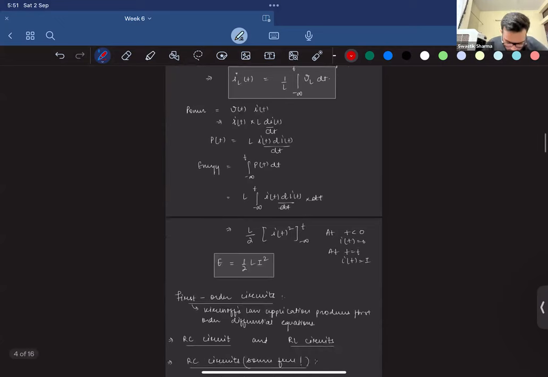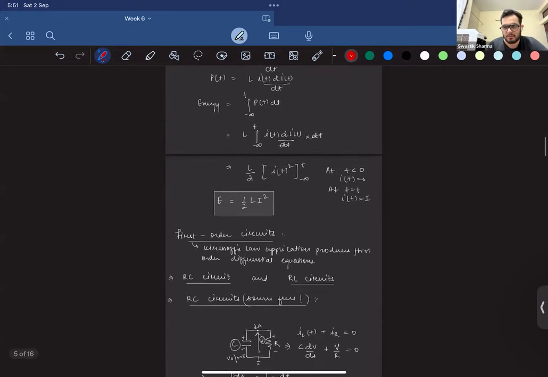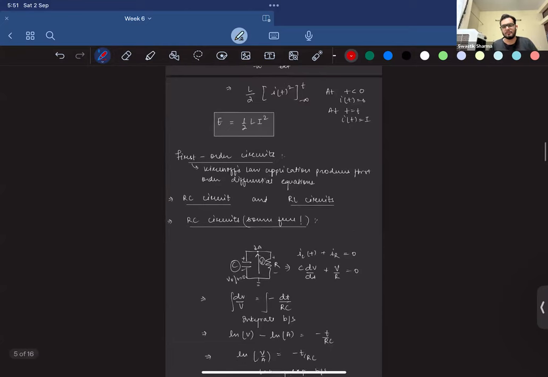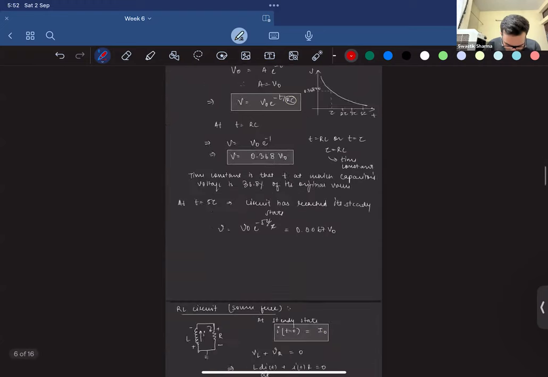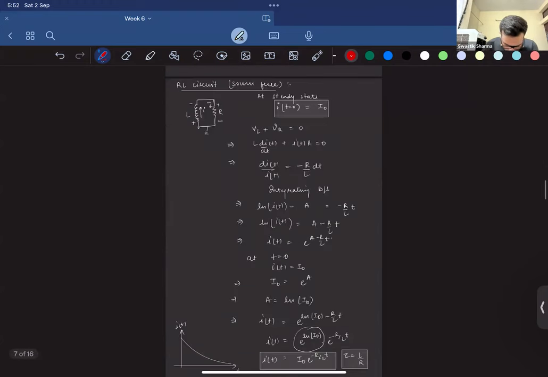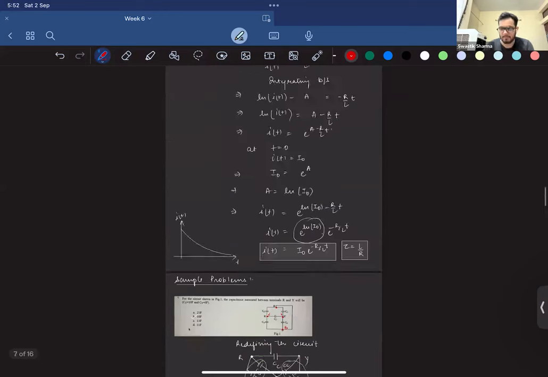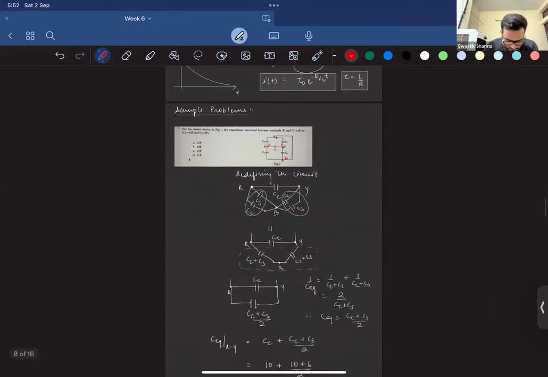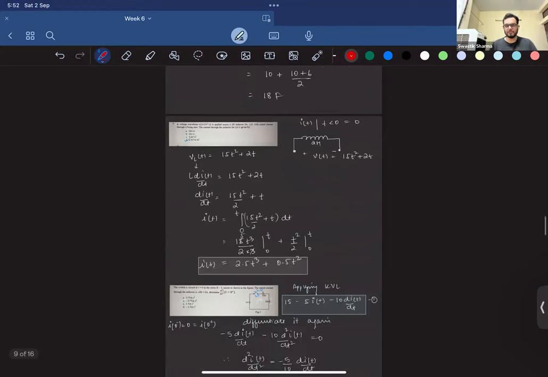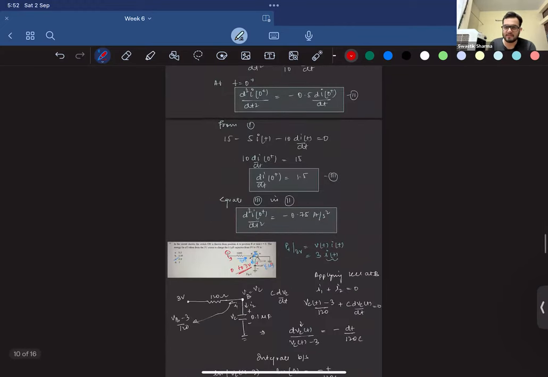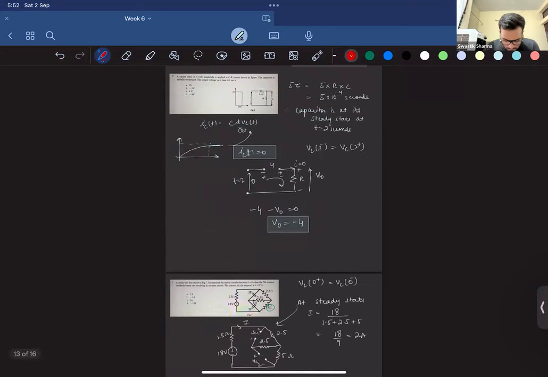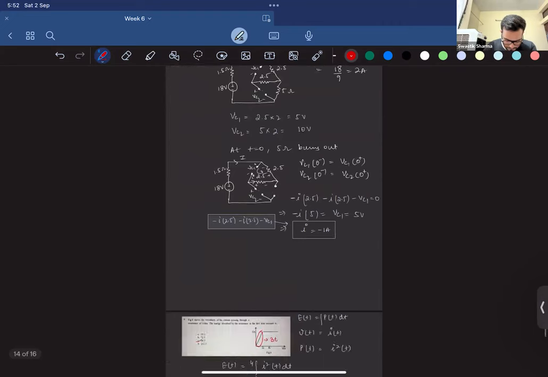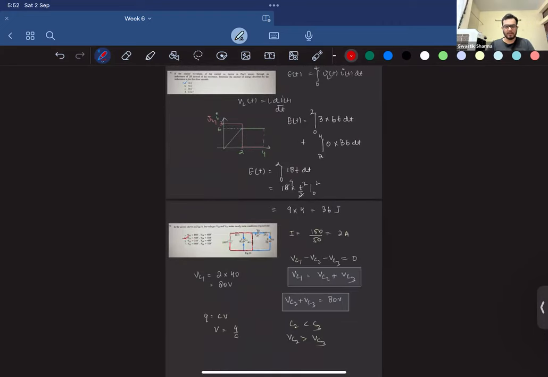And then we saw first order circuits, which are those circuits that, when Kirchhoff's laws are applied, produce first order differential equations. Then we saw an RC circuit and an RL circuit. Then we solved some sample problems based on RC and RL circuits. We also took a look at singularity functions. So we discussed three singularity functions in this class: unit step function, impulse function, and ramp function. And we solved sample problems for these concepts.